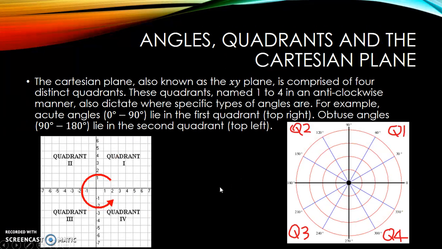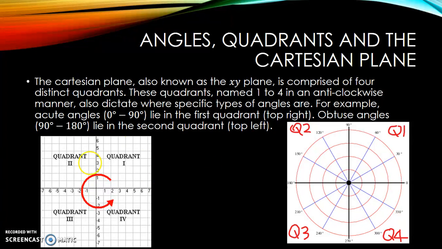Now, the Cartesian plane, also known as the XY plane that we're familiar with, is comprised of 4 distinct quadrants or quarters. These quadrants are named 1 to 4, in an anti-clockwise direction. And these dictate where specific types of angles are.